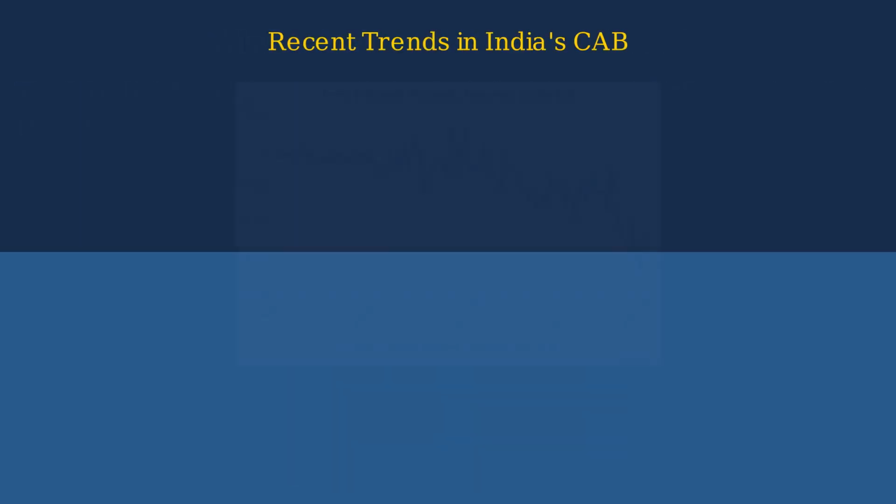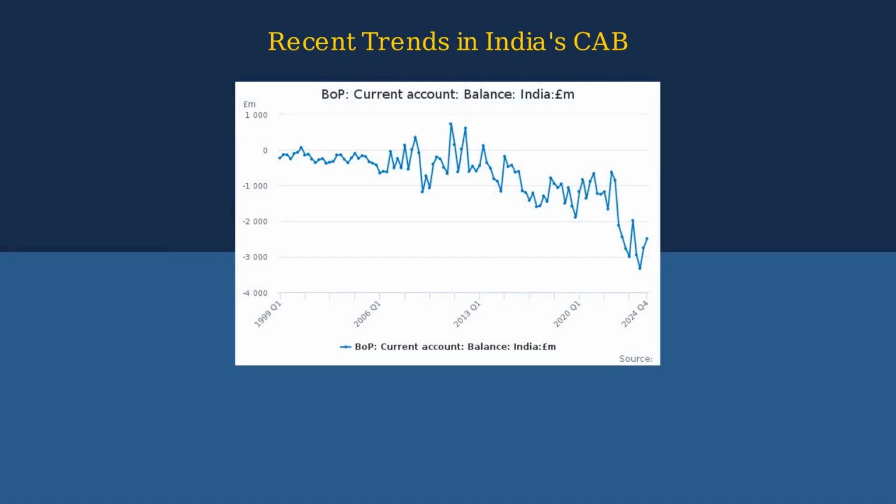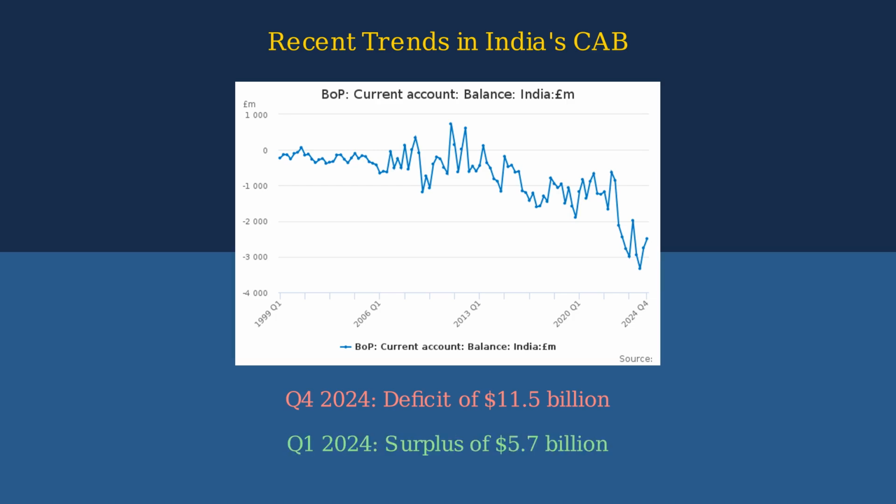Let's look at the recent trends in India's current account balance. In the fourth quarter of 2024, India recorded a current account deficit of $11.5 billion. This was slightly higher than the previous year's figure. However, the first quarter of 2024 saw a surplus of $5.7 billion, marking the first surplus since June 2021.